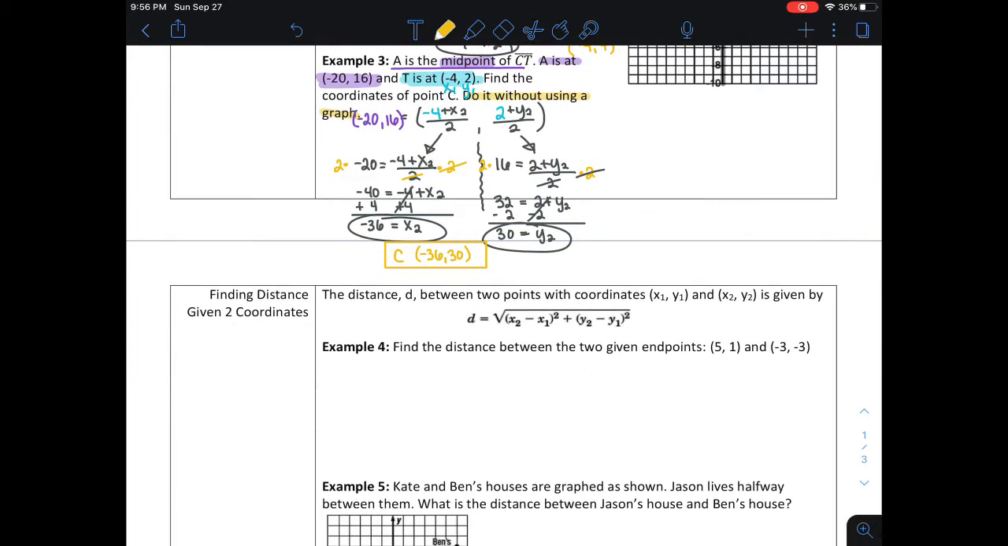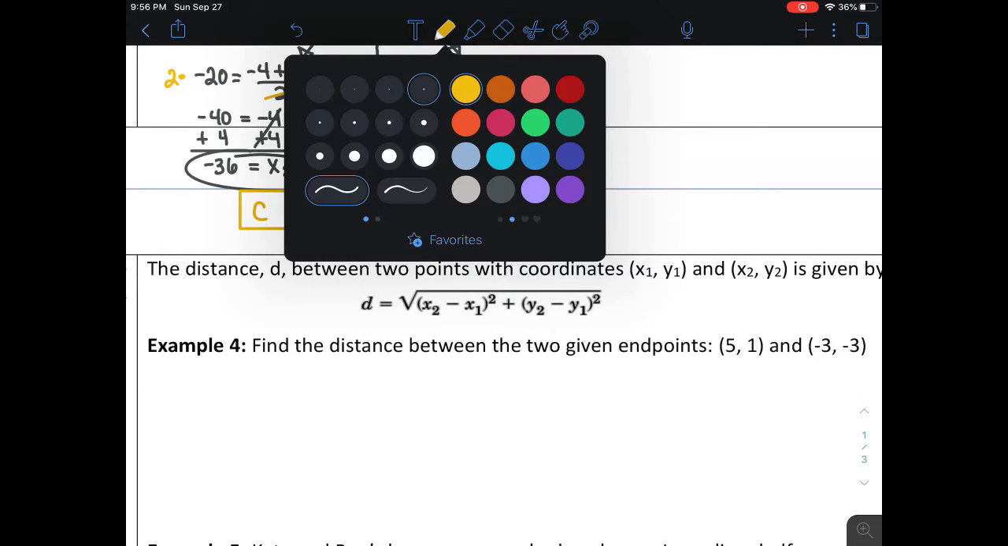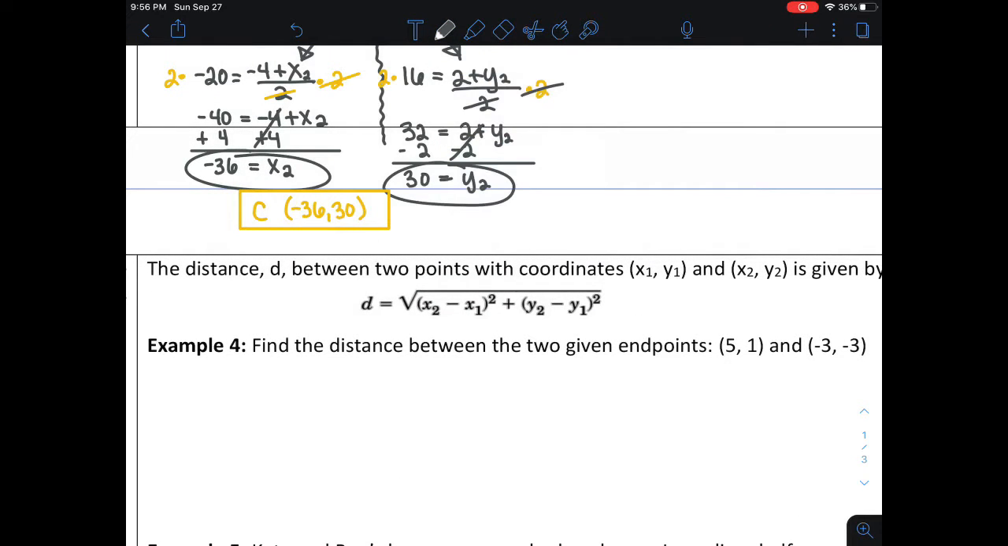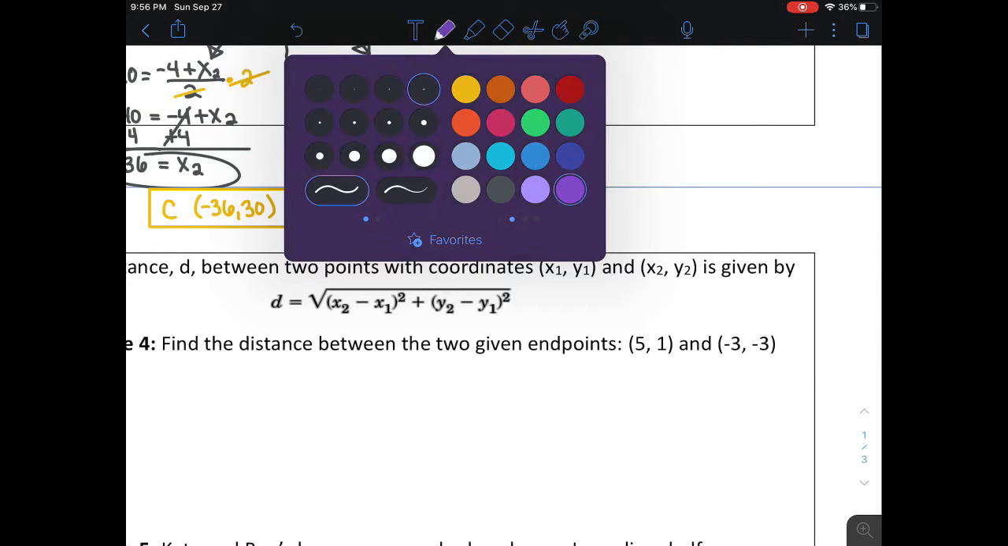All right, finding distance given two coordinates. Distance formula is really easy when you have a calculator. We're gonna try our best. First thing I'm gonna do is be lazy and copy this because I don't feel like writing it. This gets so tedious to write. All right, find the distance between these 2 points. Let's get it.